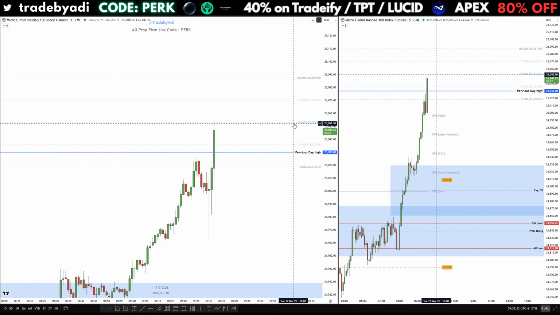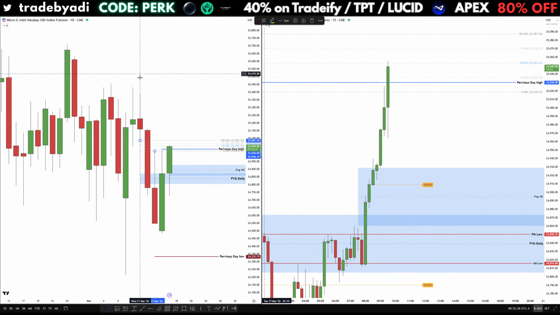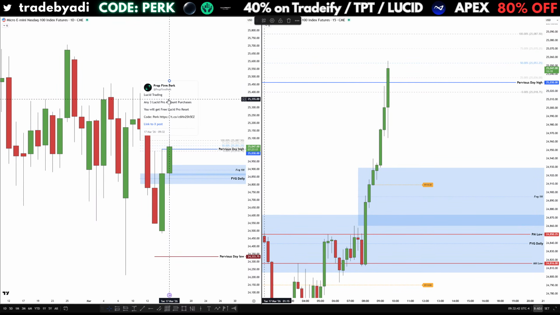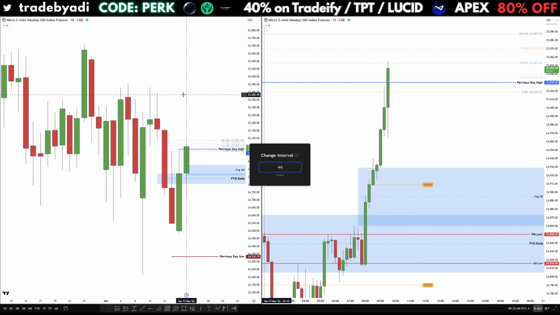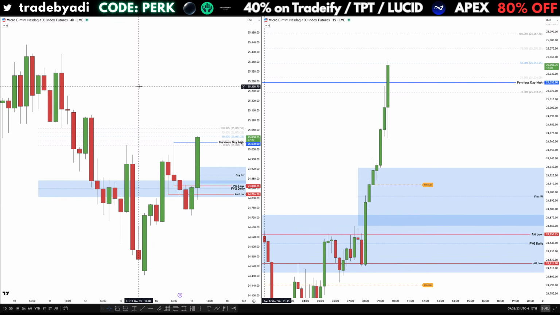So we have tapped the 50% of this gap. Okay, the daily FVG, and also let me check the 4 hour FVG. And we don't have any 4 hour FVG inside this daily 1 hour FVG.